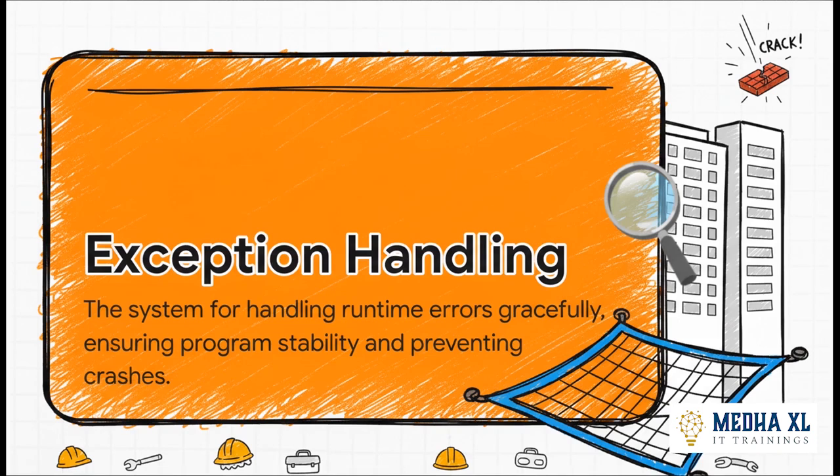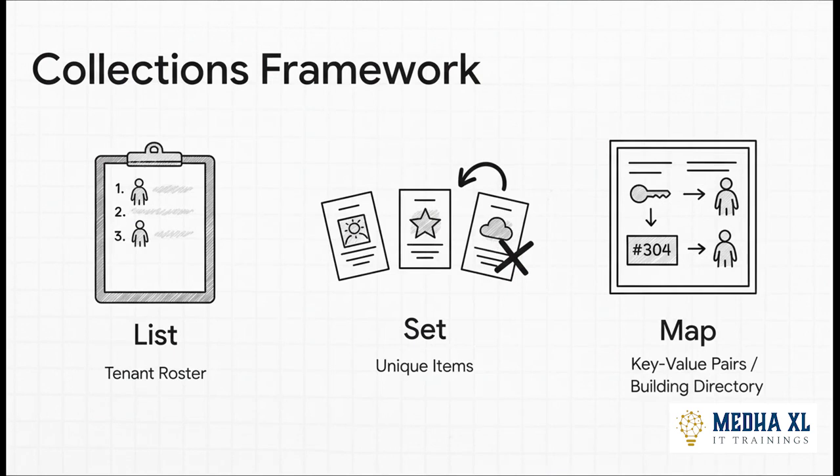What if a small fire starts on one floor? You certainly don't want the whole building to collapse. Exception handling is your building's automated fire sprinkler system. It catches errors, or exceptions, as they happen and deals with them gracefully so the whole program doesn't come crashing down.